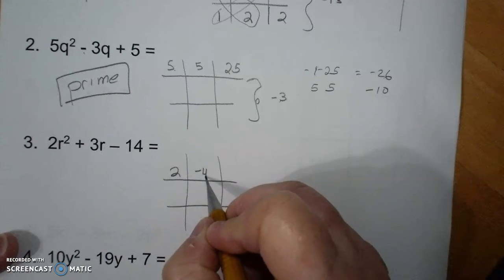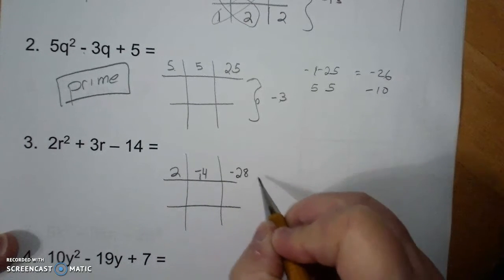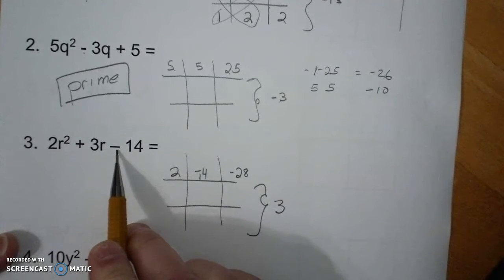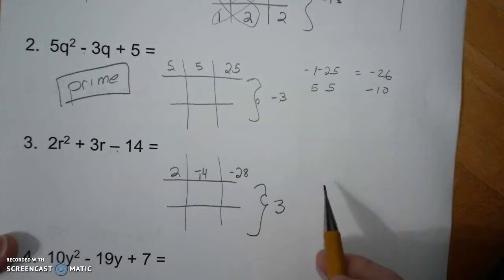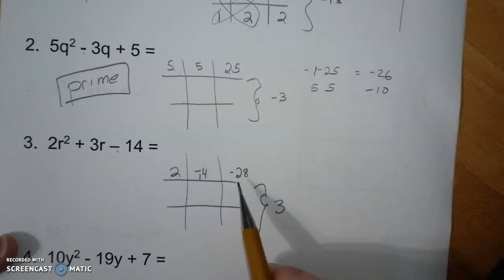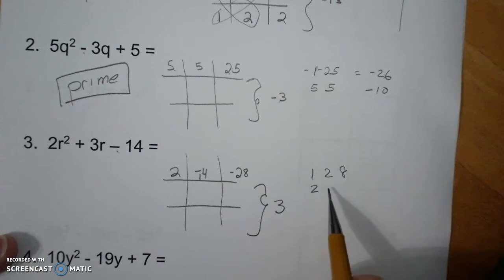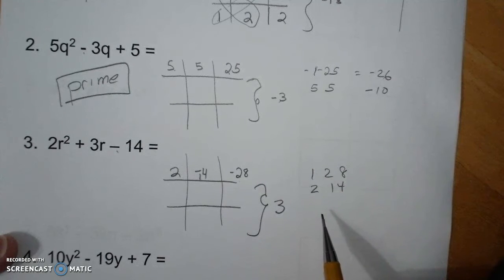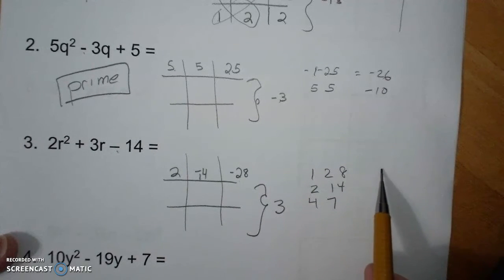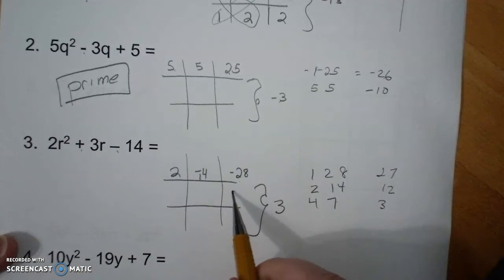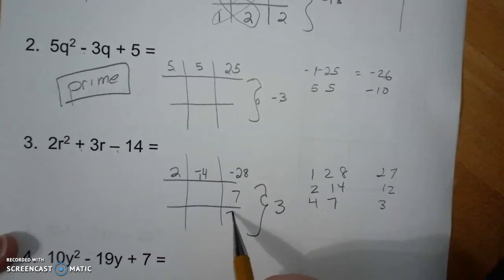A, C, AC, 28, 3. That means signs are different, which means I'm subtracting to get 28. That's 1 and 28, 2 and 14, 4 and 7. This is 27. This is 12. This is 3. Sign of bigger is positive, so that's a 7 and a negative 4.